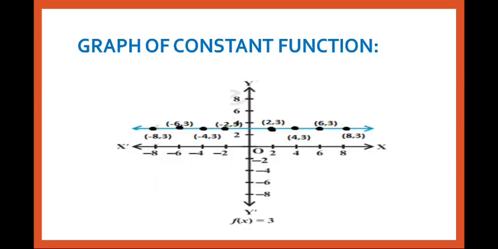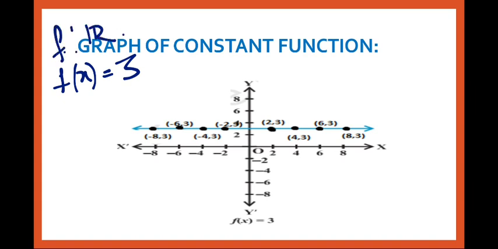Now we will draw the graph of the constant function. Suppose in place of c I am now considering 3. That means f is a function from real numbers to real numbers where f(x) is equal to 3 for all x belonging to the real numbers.